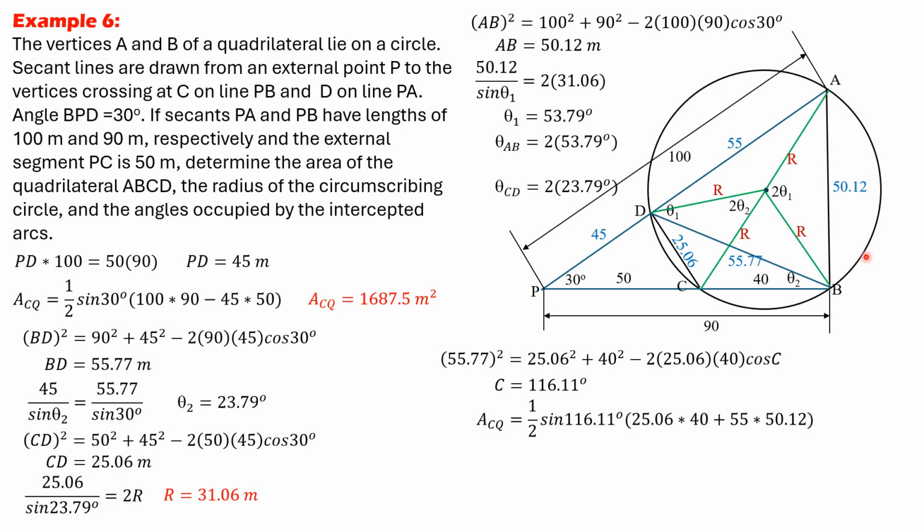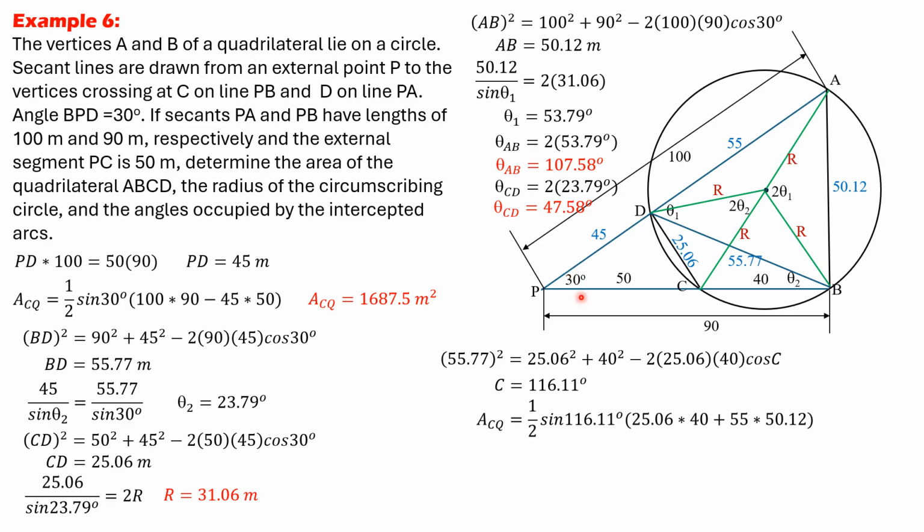The angle occupied by AB is 2 times theta 1, because that's the central angle. And it is 2 times 53.79, 107.58 degrees, while the angle occupied by CD is 2 theta 2, 2 times 23.79 degrees. So it is 47.58 degrees. We note then that 1/2 of the quantity 107.58 degrees minus 47.58 degrees is this angle by principle.